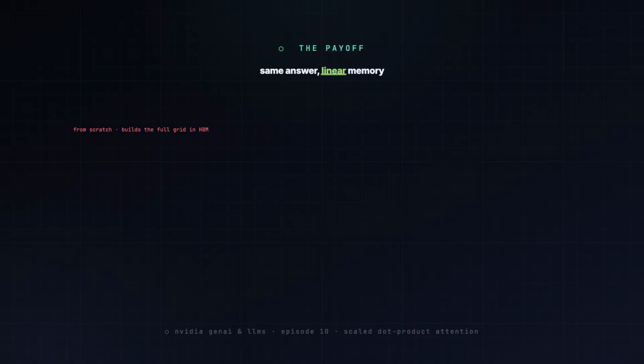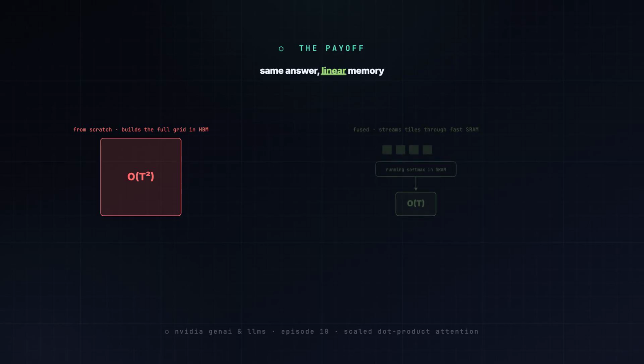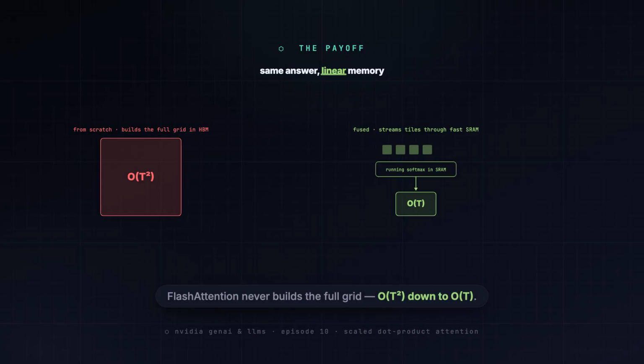Why does the fused version matter so much? Because the handwritten one builds that full T by T grid in the GPU's slow memory. At long sequence lengths, that grid is enormous. The fused kernel never builds it. It streams the work in tiles through fast on-chip memory and keeps a running softmax. Same answer to within rounding, but the memory goes from growing with T squared down to linear in T. That's the difference between fitting a long context and running out of memory.